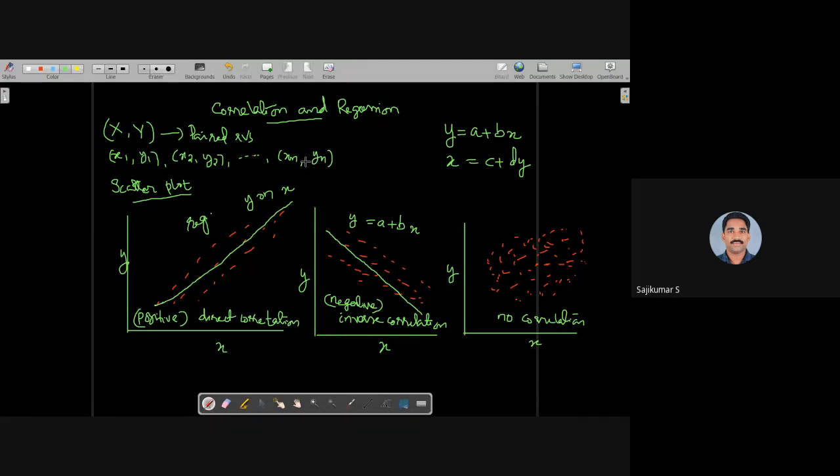Clear? Similarly, you can have another regression line. You can have one more regression line. You can predict x. If we are predicting x in terms of y, the regression line is x is equal to c plus dy. So that is the starting definition. Clear? Any doubt?